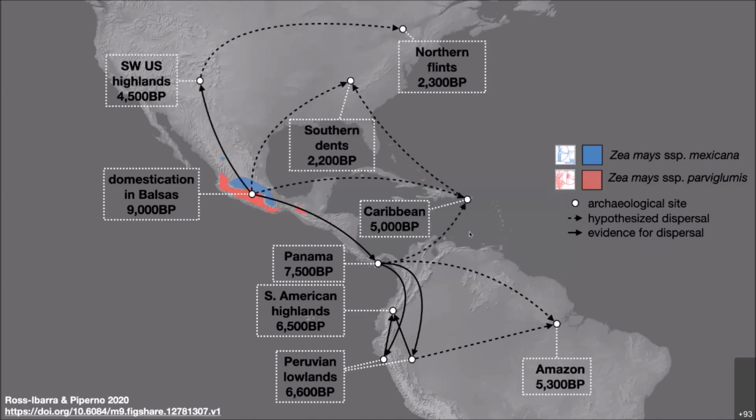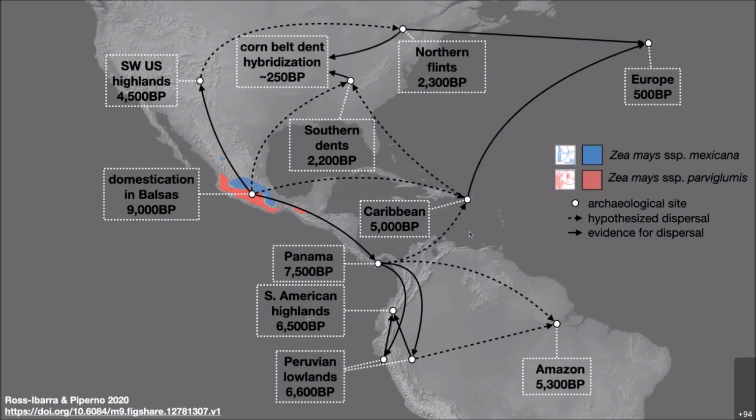Subsequently it spread to the highlands of the Southwest US, and from there to the northern and southeastern US, eventually to Europe, and then only very recently the sort of admixture event that we refer to as the Corn Belt dent. So most of the maize that is grown throughout the Midwest US is a result of this more recent hybridization event between southern dents and northern flints.